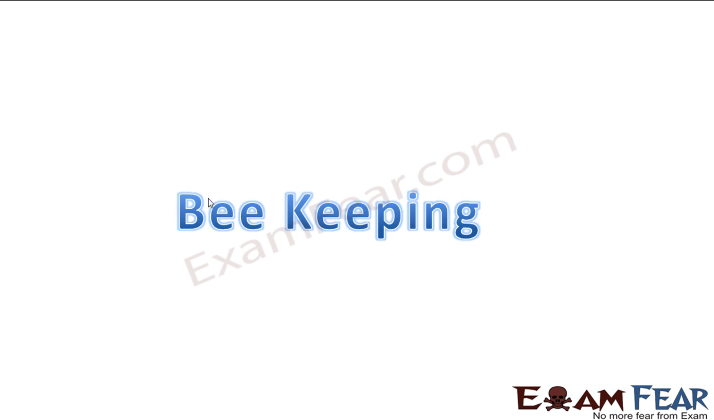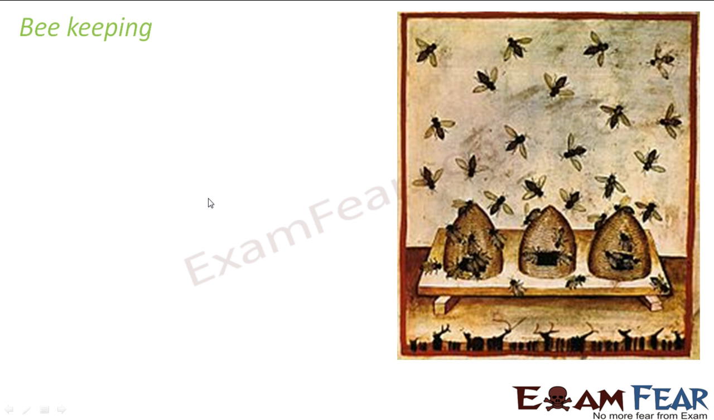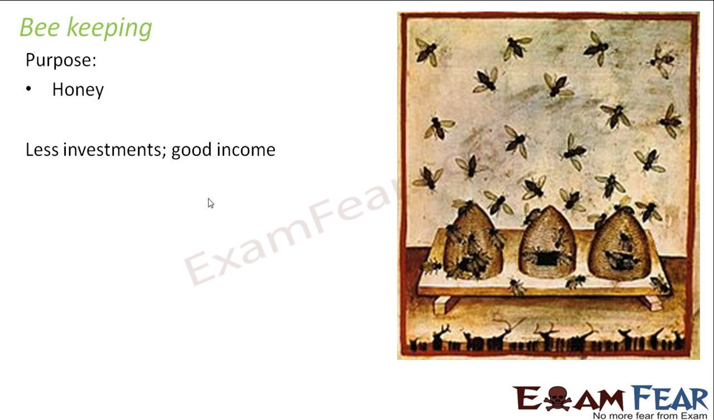So with this, we end our discussion on fish production. Let us start with the last topic of this lesson, that is beekeeping. What is beekeeping, or why do we keep bees? Because we obtain honey. So the purpose is honey here, and that is why these bees are also known as honey bees. This involves very little investment, because you don't really need to invest much, but you get a good income.